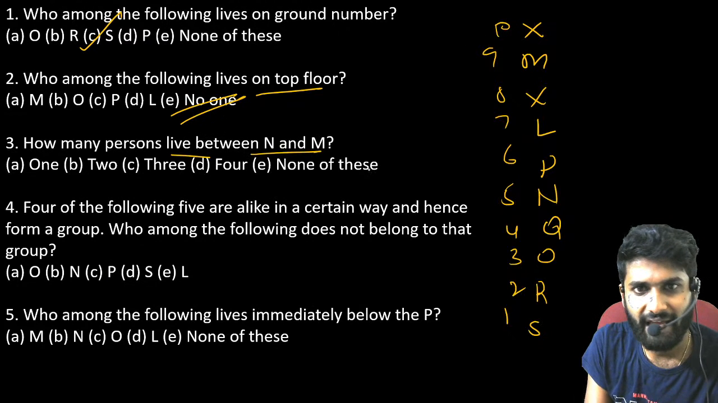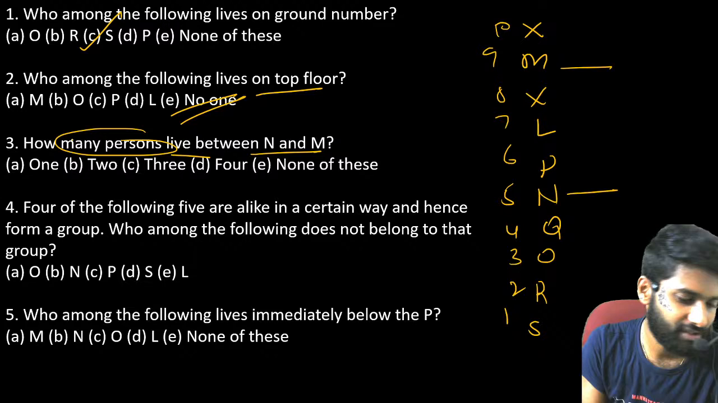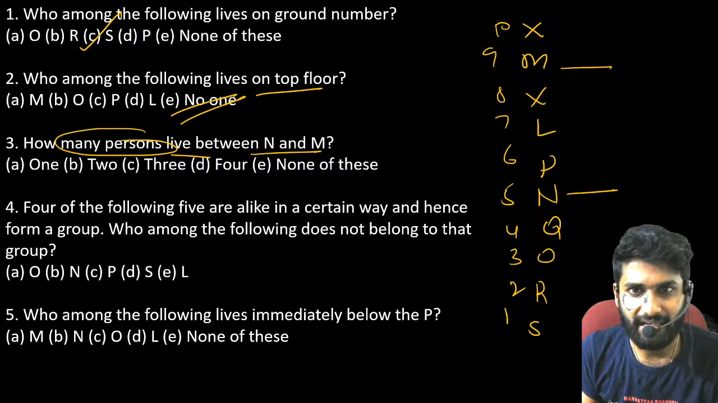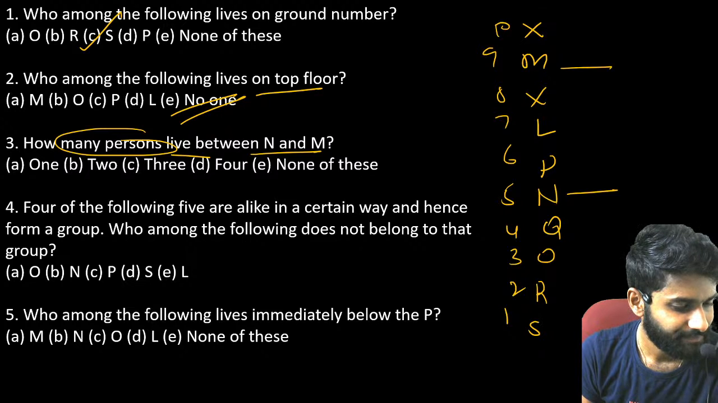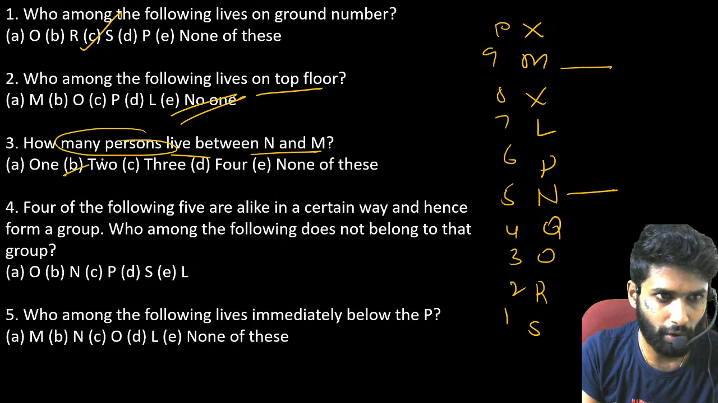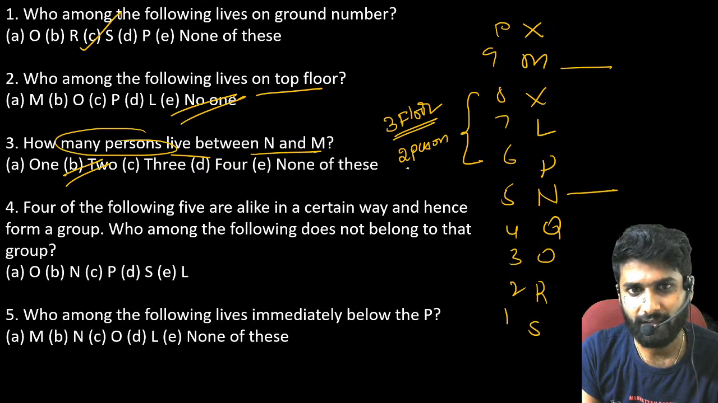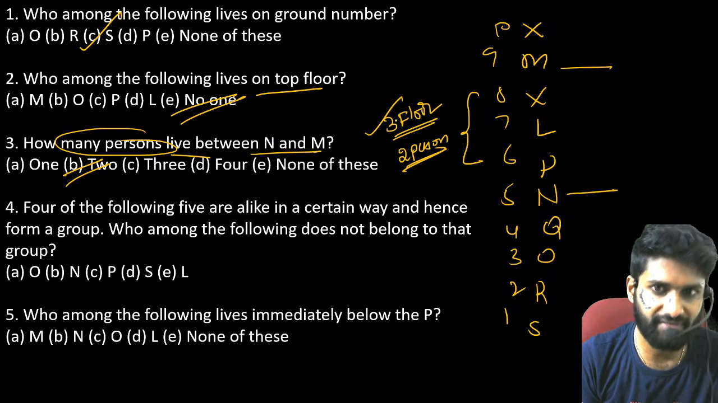How many persons live between N and M? See, guys, how many persons? I need this answer, guys. Most of the students choose option 3, but the answer is only 2. Why? Because there are 3 floors between them. If the question is related to floors, there are 3 floors between them, but for persons it is only 2 persons. Most students choose 3, which is wrong.